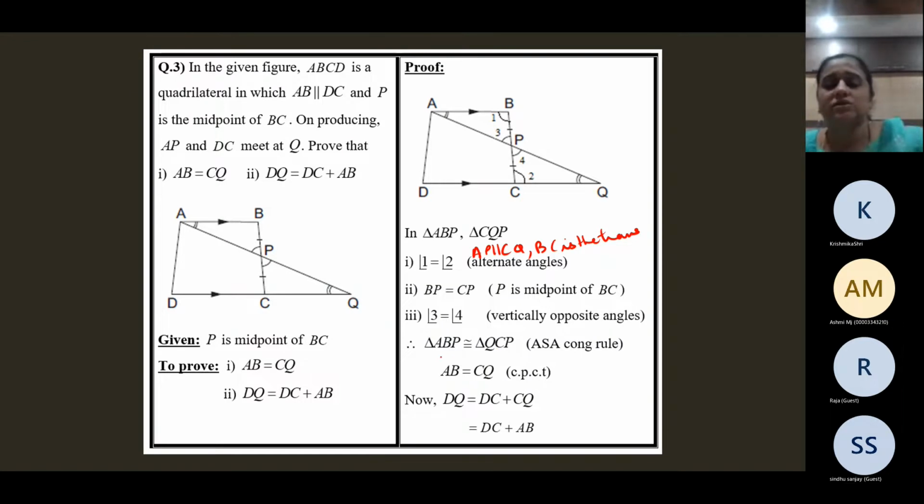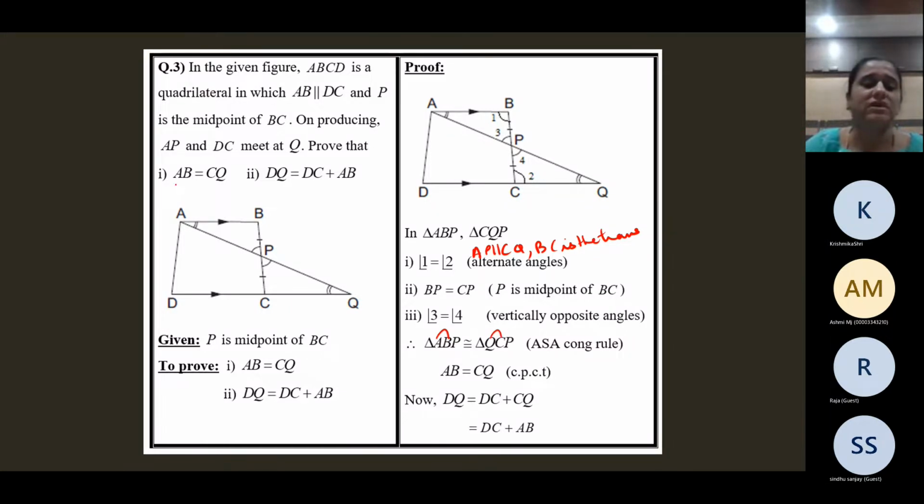So you get the two triangles are congruent. ABP is congruent to QCP by the ASA rule: two angles and the included side. So by CPCT, you get AB is equal to QC, or CQ.